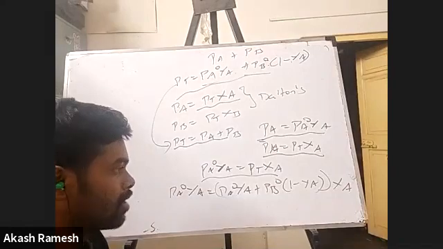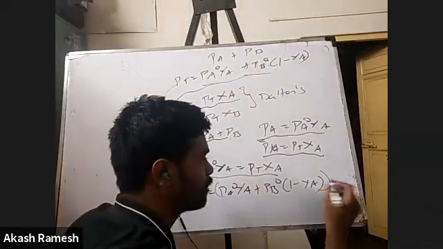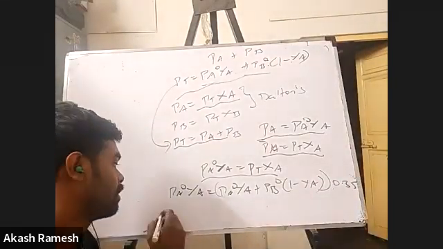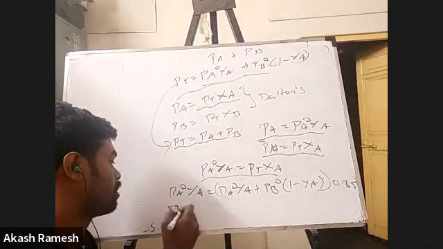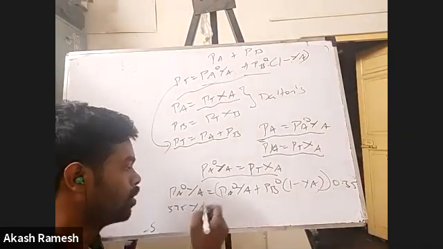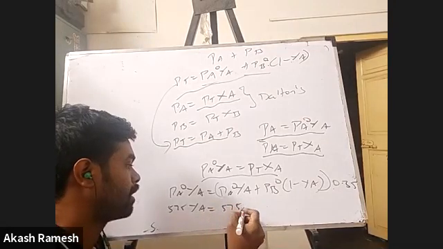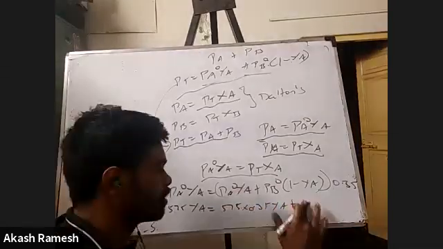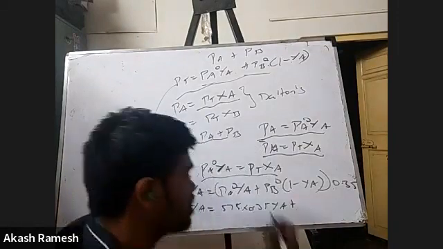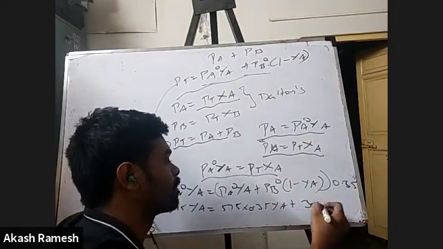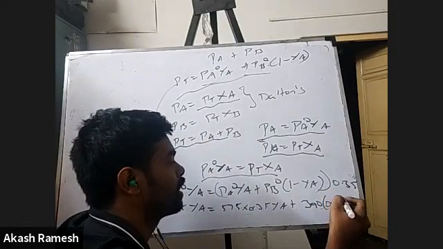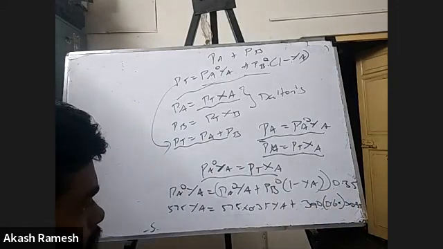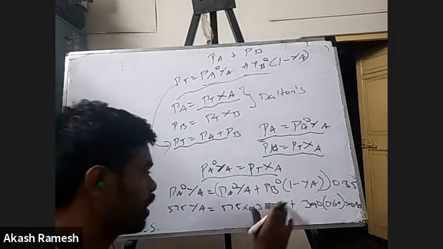Okay, so if I have to calculate, XA is given in the question as 0.35. Let me do that. So PA naught is 575 into YA is equal to 575 into 0.35 into YA plus, what is the PB naught value? 390 into 1 minus 0.35, which will become 0.65, into 0.35. What did I do? Why did I do YA again?